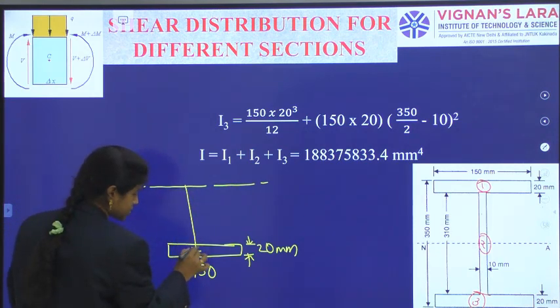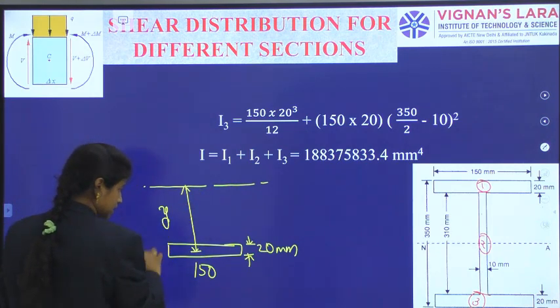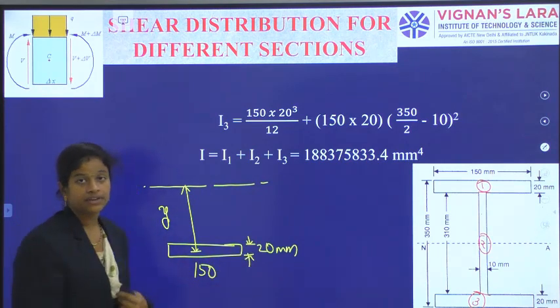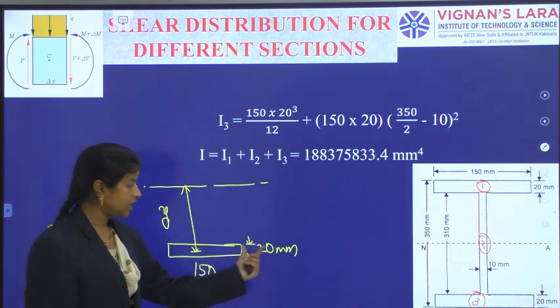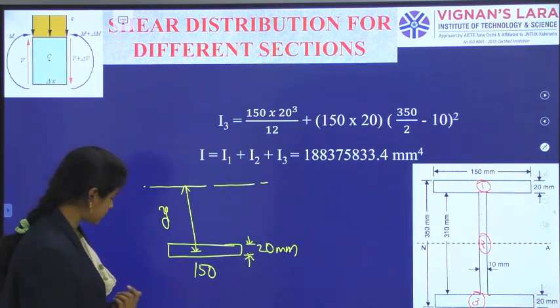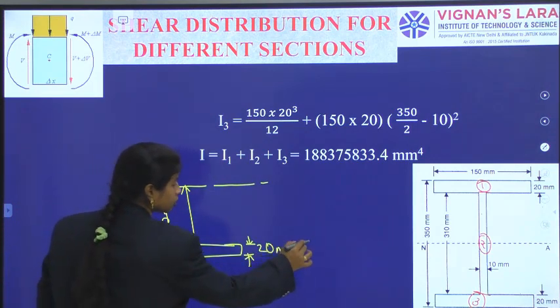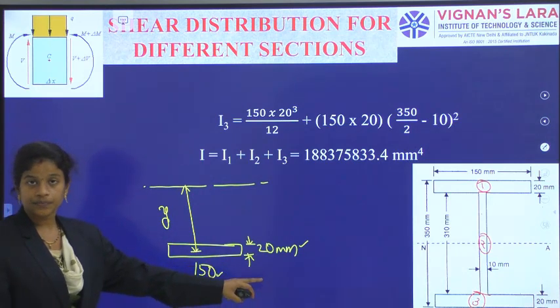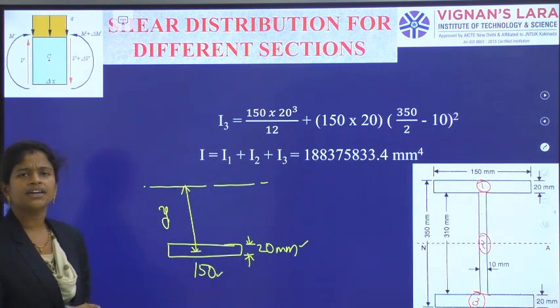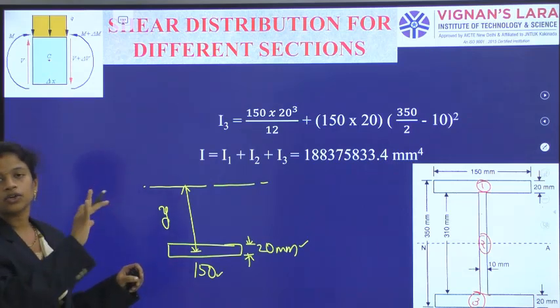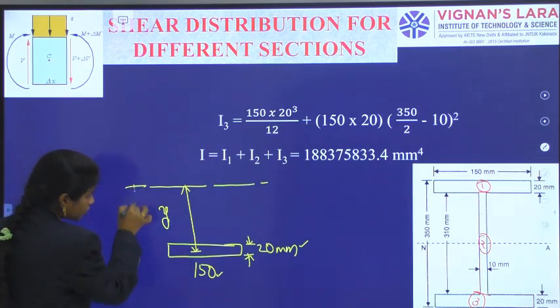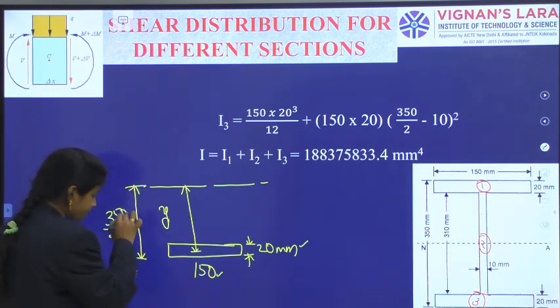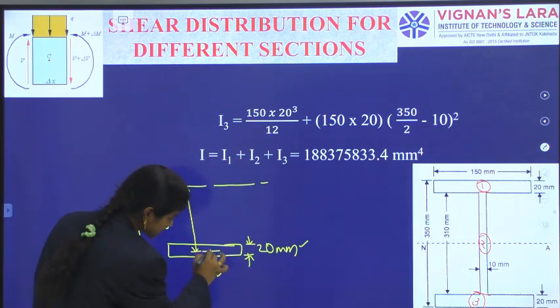So the Y measurement will come from this Y, and multiplication of these two will give A. So 150 into 20 cube divided by 12 plus 150 into 20 into Y. What is Y? Same like the top flange. As we already know, to the bottom, this measurement is 350 by 2. Again, this rectangular section is having the centroid at 10 mm.